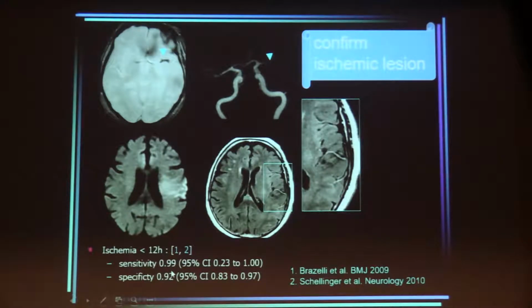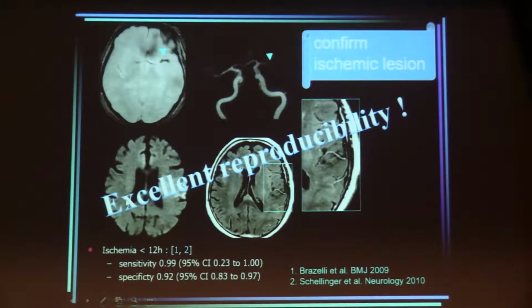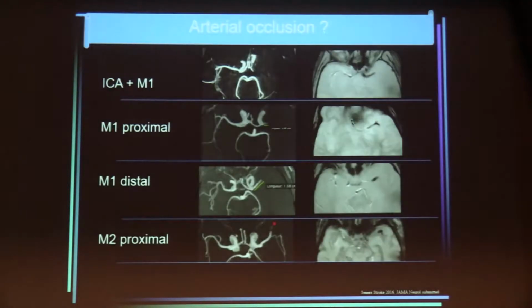The sensitivity for ischemia of this protocol is excellent, and the specificity is not perfect, since, as you know, all bright lesions on diffusion do not correspond to arterial ischemic stroke. And the last point is that the reproducibility is excellent and much better than on plain CT. As for arterial occlusion, you will be able to localize precisely the occlusion. And here is an example of an internal carotid plus M1 occlusion, and beside it you can see the clot directly on the T2 star weighted sequence.